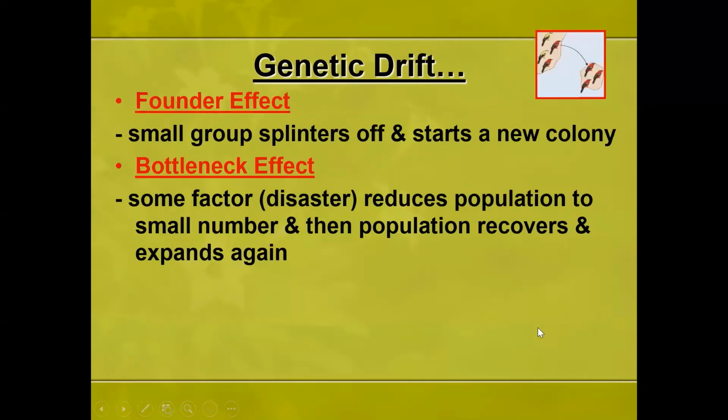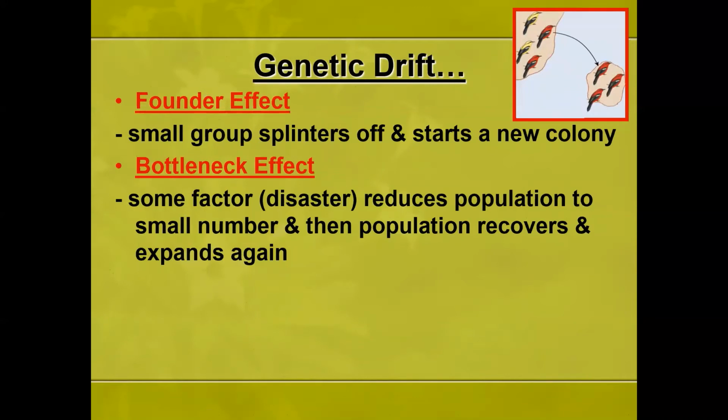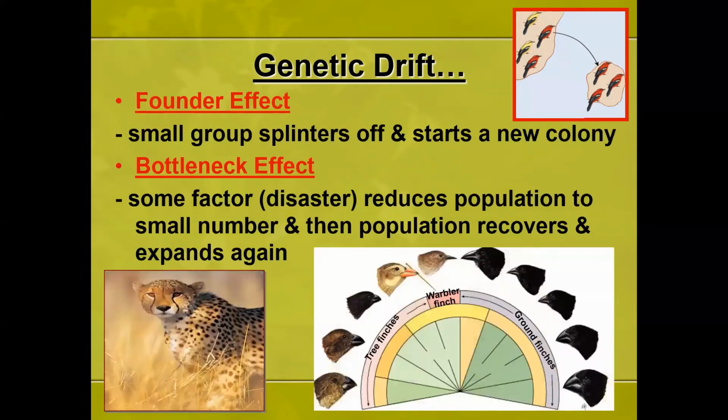Now, when it comes to genetic drift, there are two patterns that we see. We have what we call the founder effect. This is when a small group splinters from a large population and starts a new colony somewhere else. And then we have the bottleneck effect. This is where we have a large population, a disaster happens, and it reduces it to only a few. And that few might not represent all the variation that once existed.